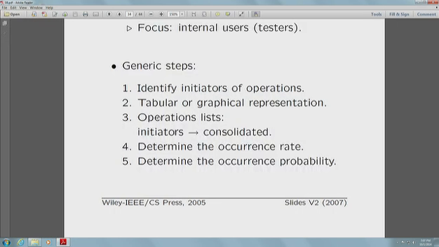So graphical representation, in Musa 2 terminology, is actually the tree structure representation. The graphical representation is a tree structure, so that you can divide the overall operation into stages. When you divide the overall operation into stages, then you have a tree structure to it. And then the next step is that you come up with the operations list. What are the operations? So basically, you look at the initiators.